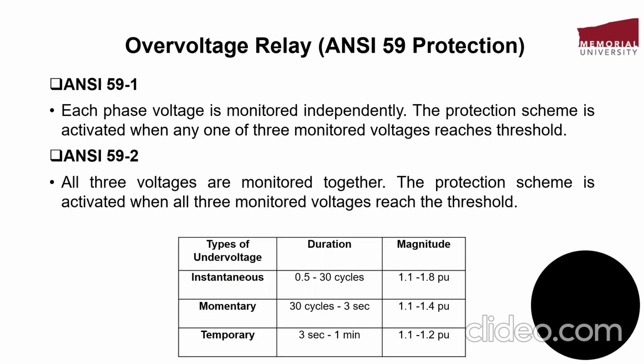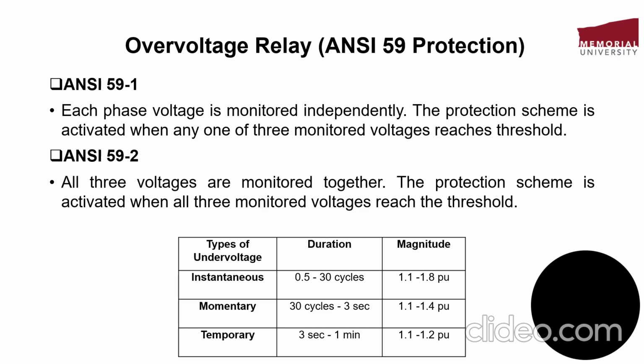So overvoltage protection also can be classified into either ANSI 59.1 or ANSI 59.2. In ANSI 59.1, each phase voltage is monitored independently and the protection scheme is activated when any one of the monitored voltages drops or rises above the threshold value. While in case of ANSI 59.2, all the three voltages are monitored together and the protection scheme is activated only when all the three monitored voltages reach the threshold.